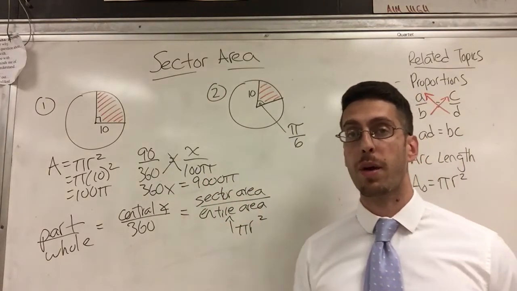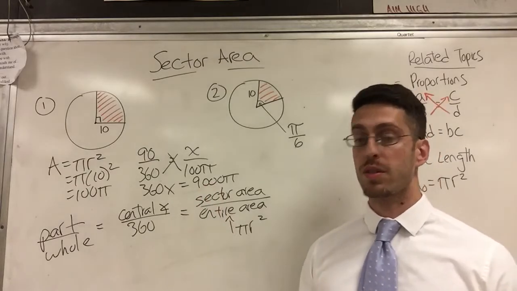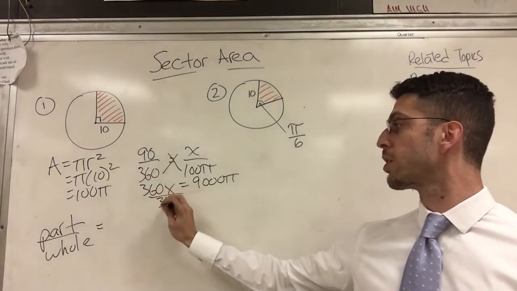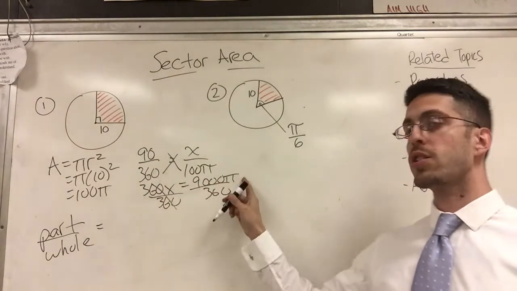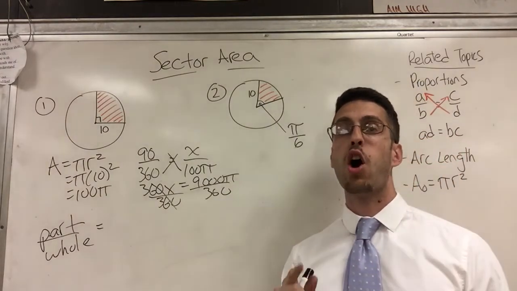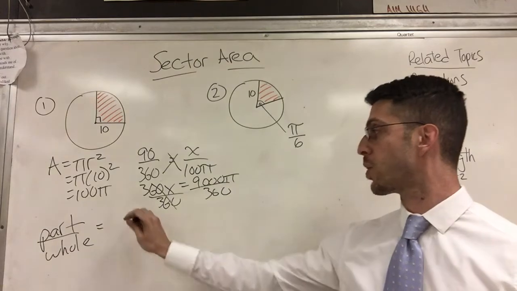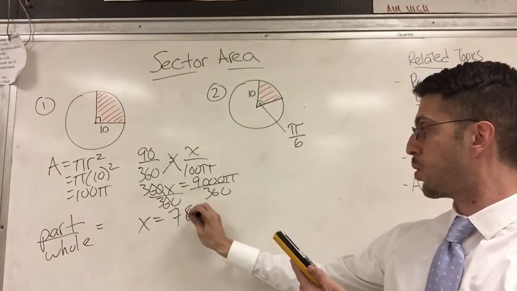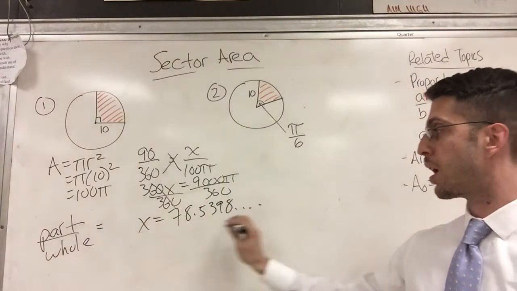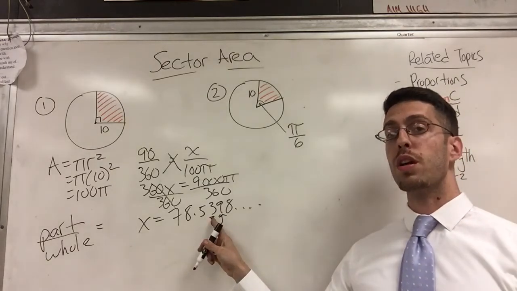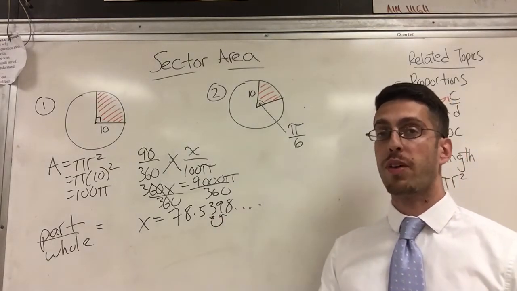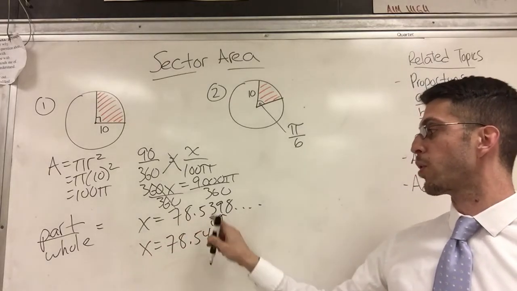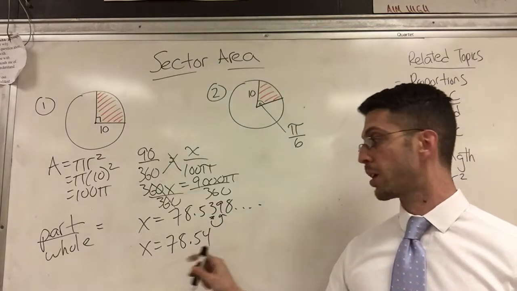Hopefully you know how to solve. I'll grab my calculator. I'm going to divide both sides by 360. And if I divide both sides by 360, I'm not going to leave it in terms of pi. I'm going to round to the nearest hundredth. So x equals, type it in your calculator here, and you should get 78.5398 and so on. But I said the nearest hundredth, which is the 3. So I look to the right of the 3, I see a 9, which is between 5 and 9. So that tells you to round up. The 3 rounds up. X equals 78.54.